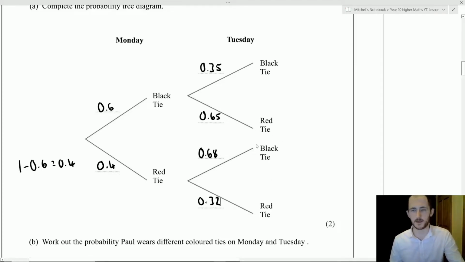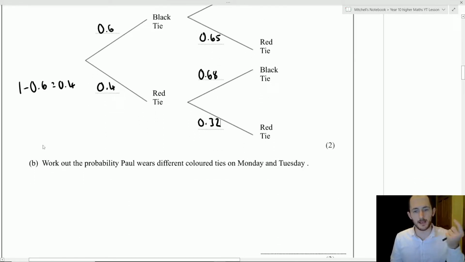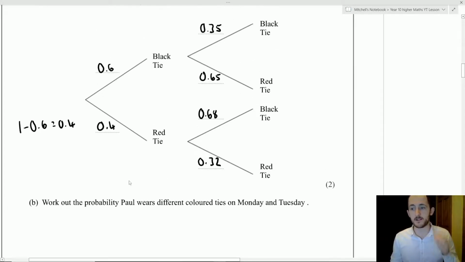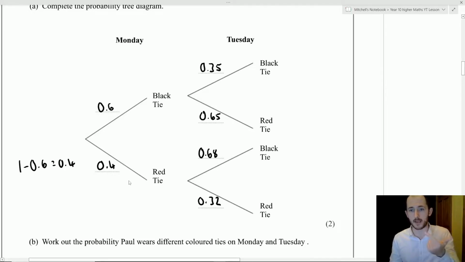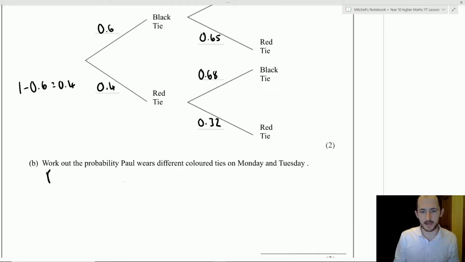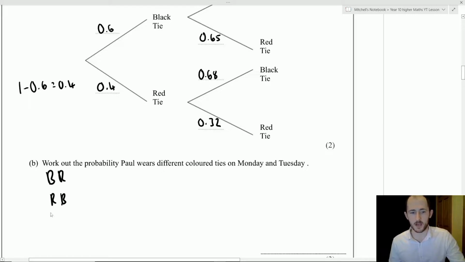Oh, good, perfect. So again, they're gradually getting a bit more tricky, but not too bad so far, I hope. And again, work out the probability Paul wears different coloured ties on Monday and Tuesday. So again, this is where students can get a bit worked up in terms of the probabilities. So he has to wear a different colour tie. So 1 red, 1 black. So he can either wear the black tie on Monday, followed by the red tie on Tuesday, or you can wear the red tie on Monday and the black tie on Tuesday. Now there's no other combinations, right? Because either he wears 2 black ties or 2 red ties, which isn't a different colour tie.